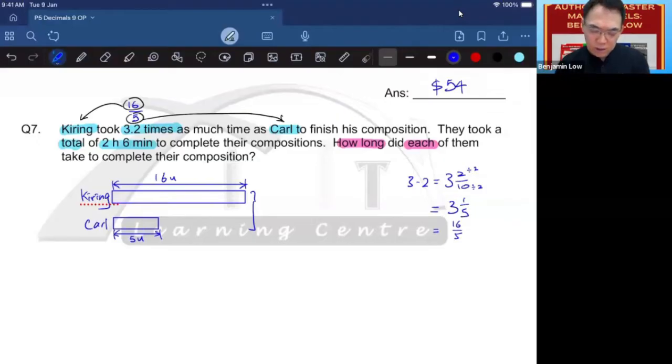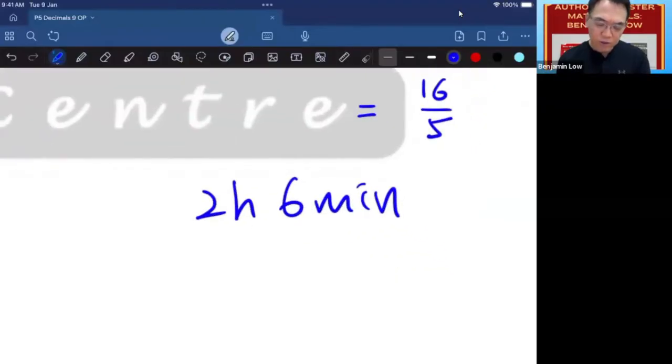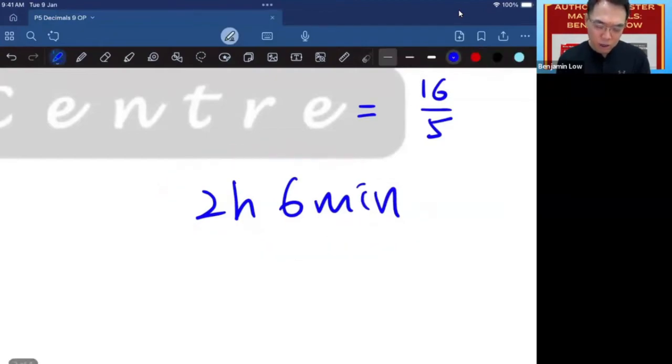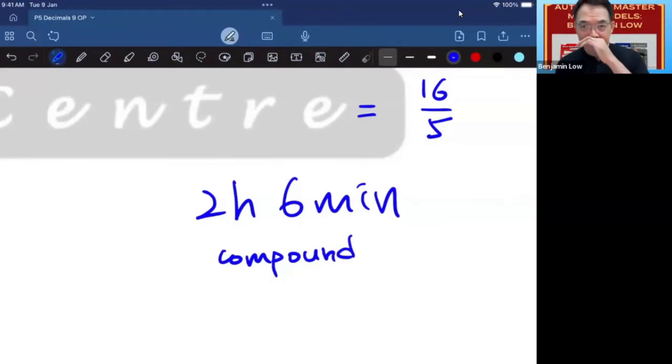So 2 hours and 6 minutes, okay, we call that a compound unit because it is made up of 2 types of units, hours and minutes. So we don't want to have compound units. All right, the word is compound. So we only want single units, and we change it normally to the smaller unit. The smaller unit here would be minutes, and we're going to change it to minutes. So how many minutes is 2 hours and 6 minutes? I'll give you a moment.